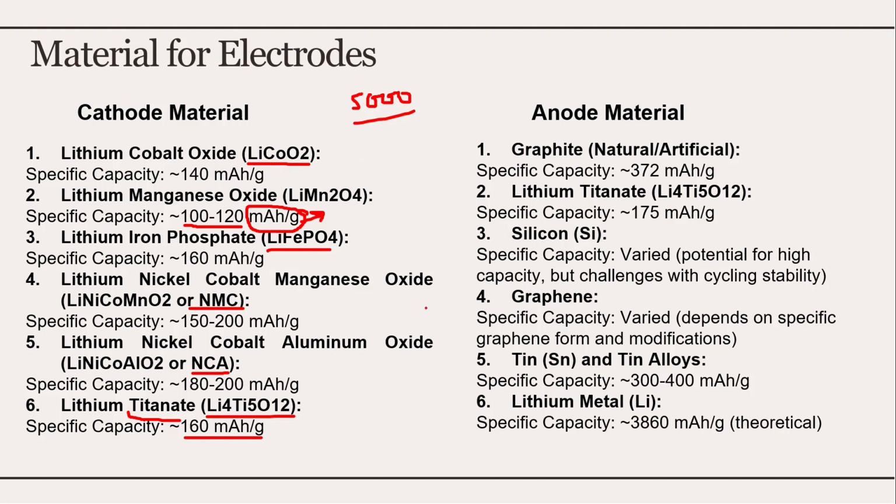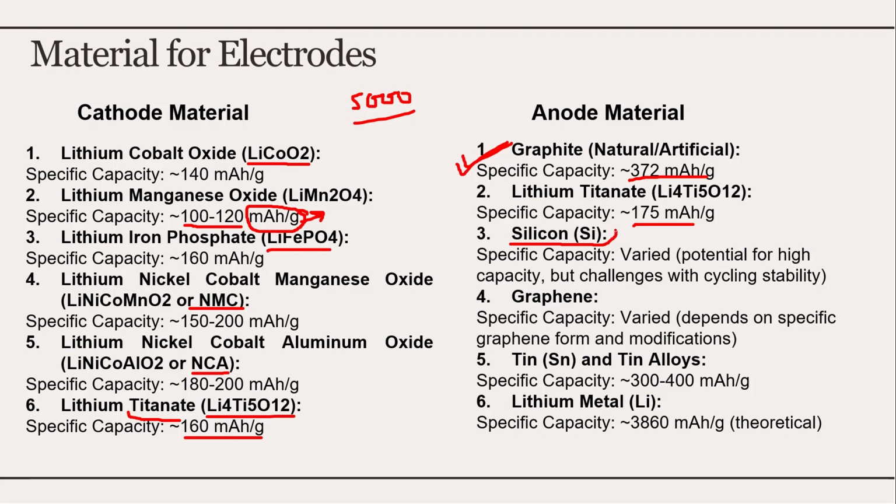Against these cathode materials, we have anode materials as well. The most commonly used anode material is graphite, which has a theoretical capacity of 372 mAh per gram, but the practical capacity is somewhere around 350 to 355 or 360 when we are using it as a material. And lithium titanate again, when we use it as an anode, has a specific capacity of 175 mAh per gram.